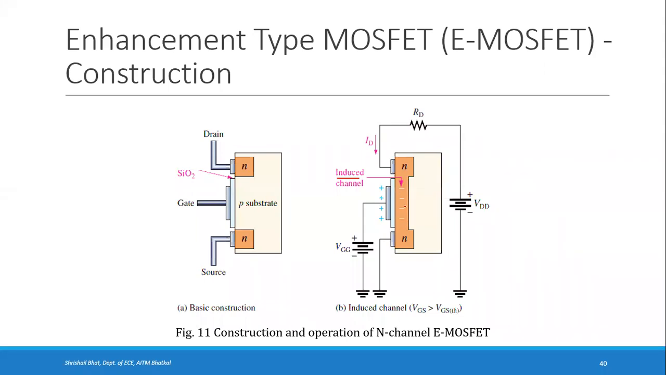In this case, the channel is made up of electrons. This is an n-type region, there are free electrons, and this is an n-type region, there are free electrons. So there are electrons induced in between, which form the path called the induced n channel. Since it is of electrons, negative particles, we call it an n channel. So what we observe in E MOSFET is that the channel is not structurally present, but it will be induced during operation.